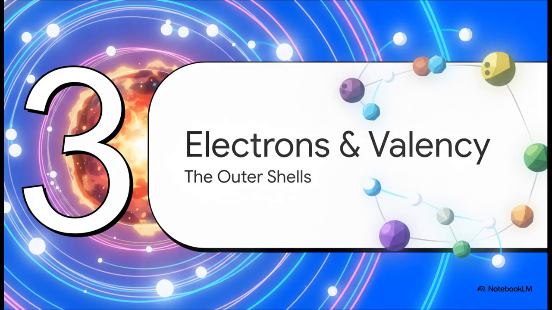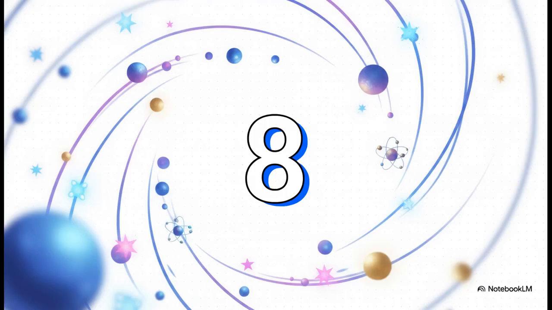Let's step out of the nucleus and look at those outer shells, because this is where the real chemical magic happens. Okay, 8. 8 is the absolute magic number here. In chemistry, we call this the octet rule. Basically, every single atom is just desperately striving to get exactly 8 electrons in its outermost shell. Why? Because that gives it the perfect stable setup of a noble gas like argon.